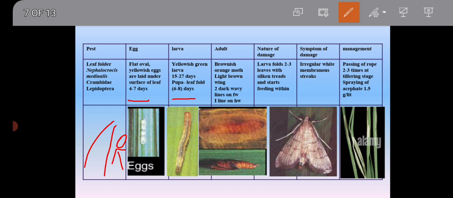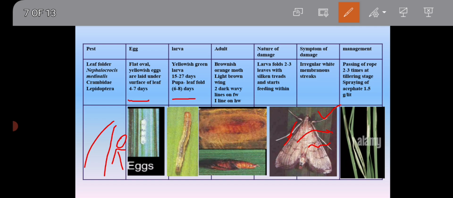Coming to the adult, here you can see this is the adult insect. It is a brownish orange colored moth, with light brown colored wings. You can see 2 wavy markings on the forewings. So this is the forewing, you can see these wavy markings. So 2 dark wavy lines on the forewing, this is one and this is one, and 1 dark wavy line on the hind wing.